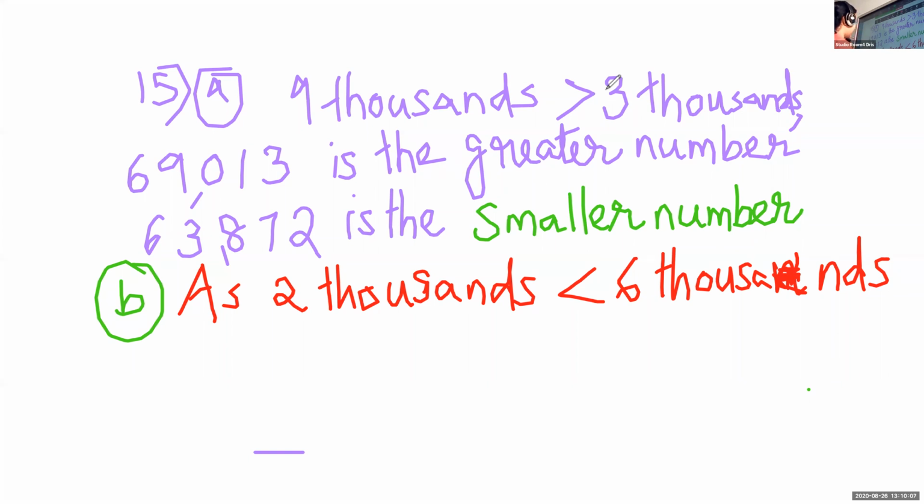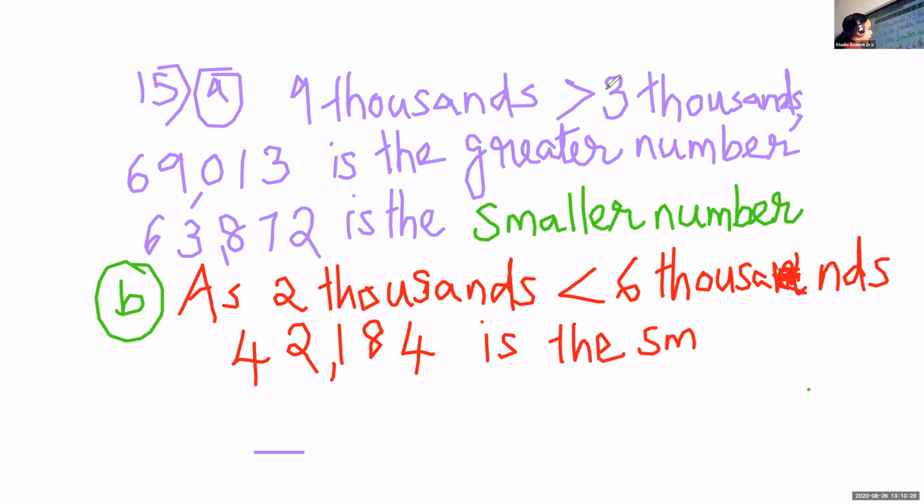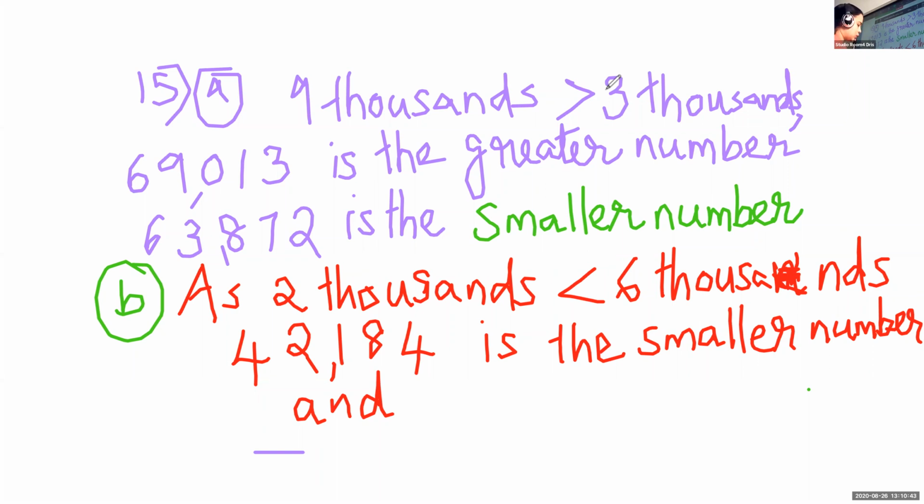We have already discussed, Isra told all the answers. So which is the smaller number? The number with 2 in the thousands place. That is 42,184. 42,184 is the smaller number. We have only two numbers, so if one is smaller, the other one will be the greater number. And which is the next number? Write that: 46,248. How to read this number?